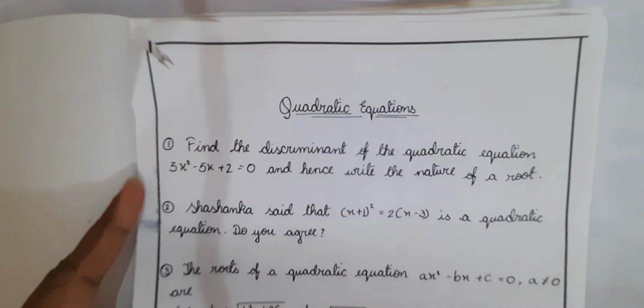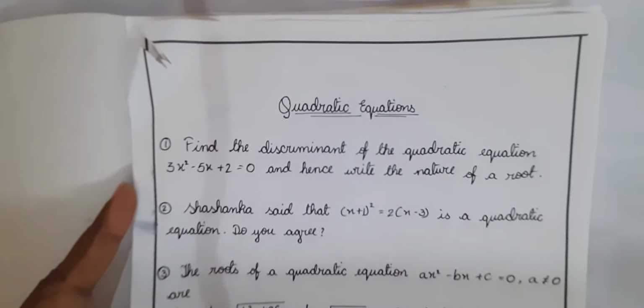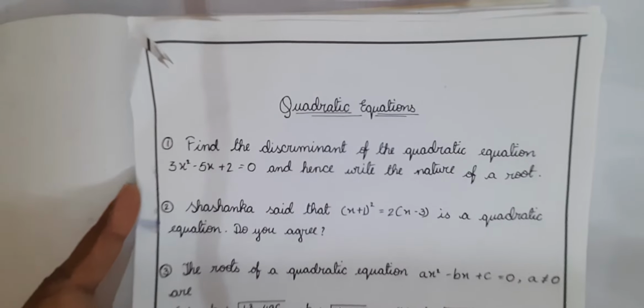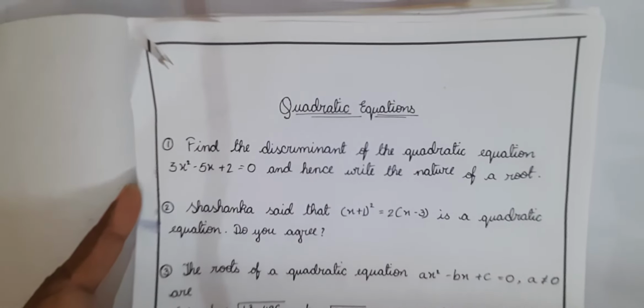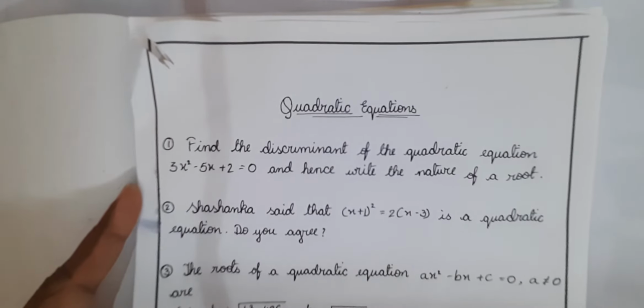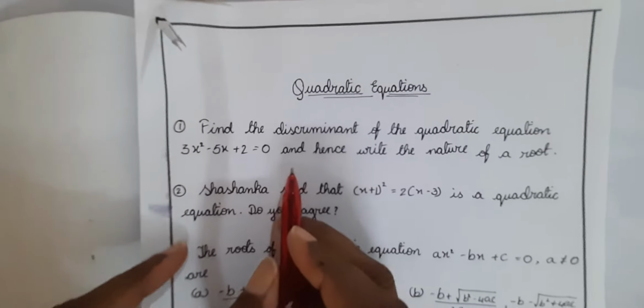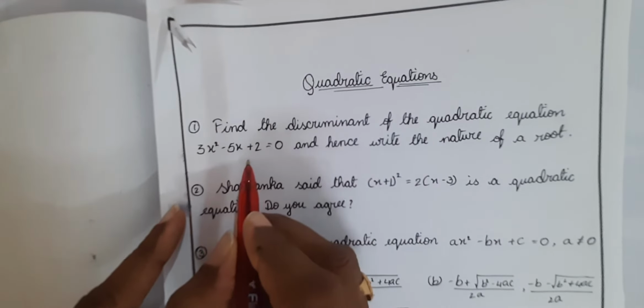Here we go with the worksheet. First one, find the discriminant of the quadratic equation 3x² − 5x + 2 = 0, and hence write the nature of the roots. Nothing much is necessary here, therefore I want to do it here only.